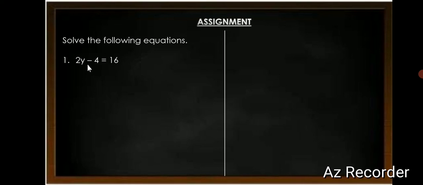Okay, here's an assignment for you. Solve the following equations. Number 1, we have 2y minus 4 equals to 16. Number 2, we have minus 3 plus 4m equals to 13. And lastly, we have 5n minus 2 equals to 13.